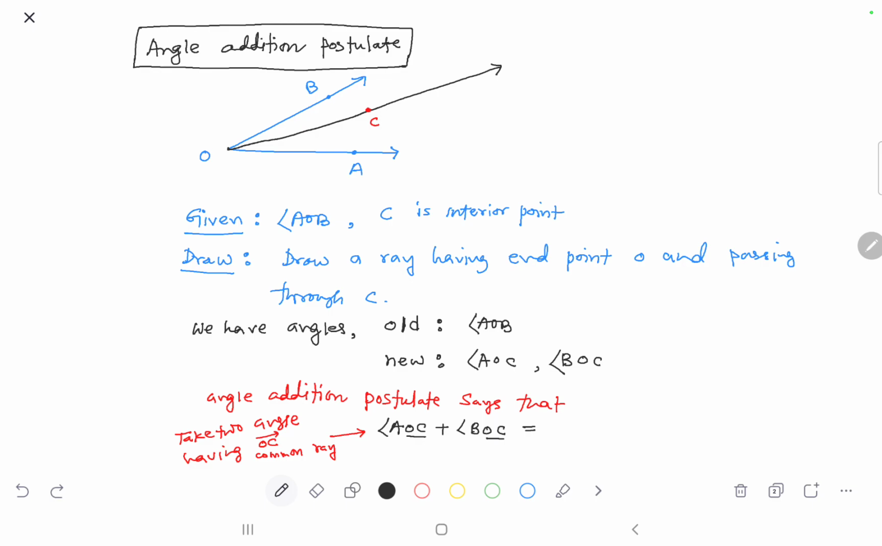So you have to join through the OC ray. Did you understand, Muhammad? Yes. Then you get the angle AOB.